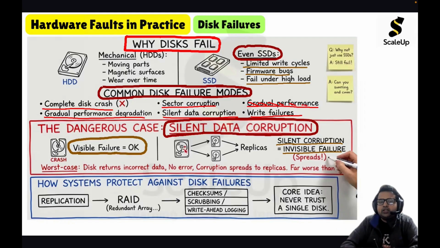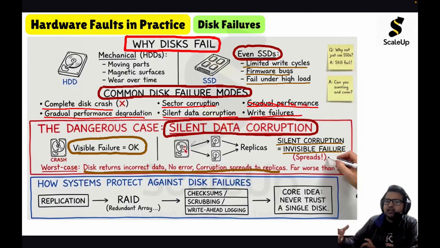So the disk returns incorrect data, no error is reported, and the corruption will spread even to replicas. Because we already saw, and in this lecture we will see, that to handle hardware failure, we use the concept of redundancy, wherein we keep a backup. We call it a replica also.